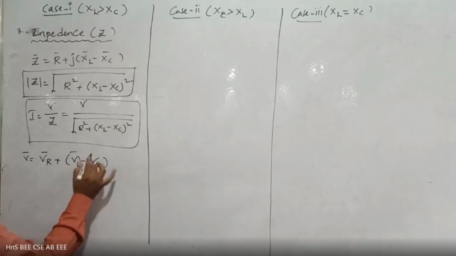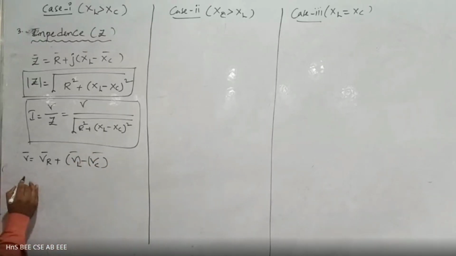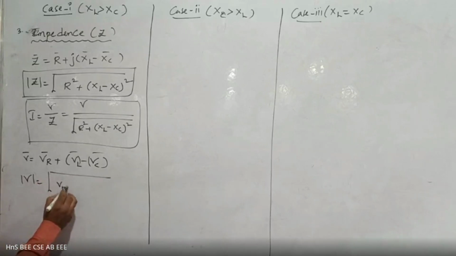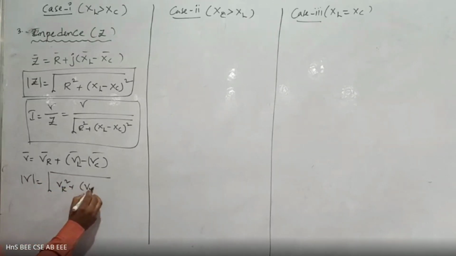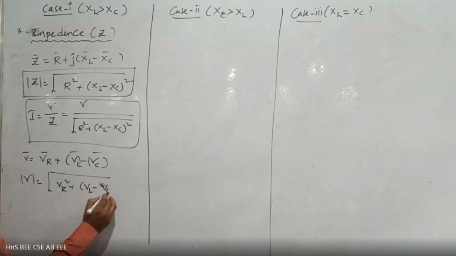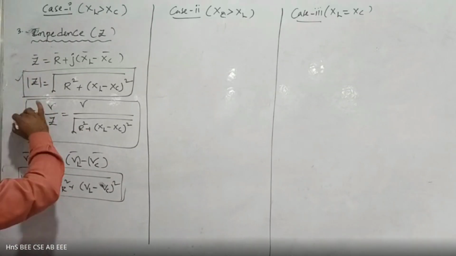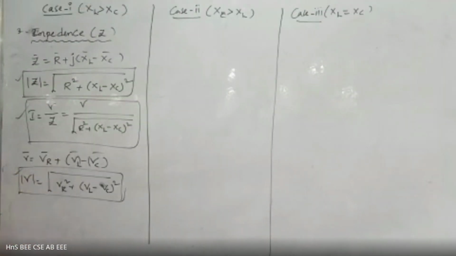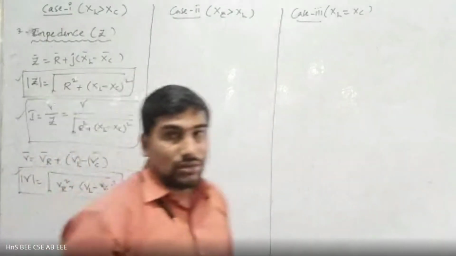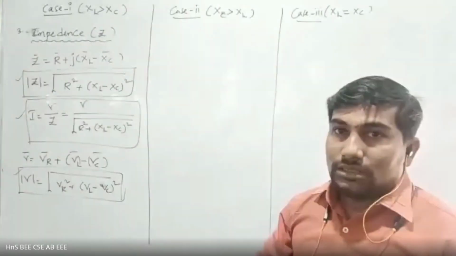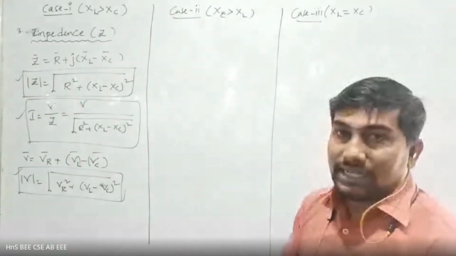VC whole bar, that is equal to V mod equal to under root of VR square plus VL minus VC whole square. These are in terms of voltage. Totally, we have three important formulas in terms of resistance, inductor, and capacitor by using Ohm's law, and next in terms of voltage. Totally, we have three formulas in our first case. That is step number 3 in case number 1.